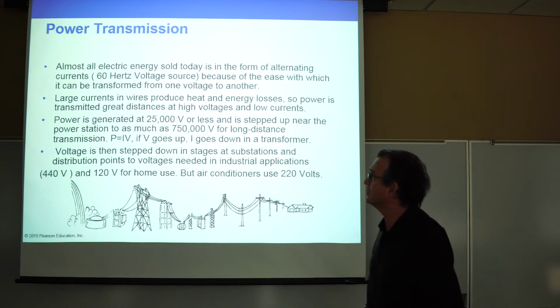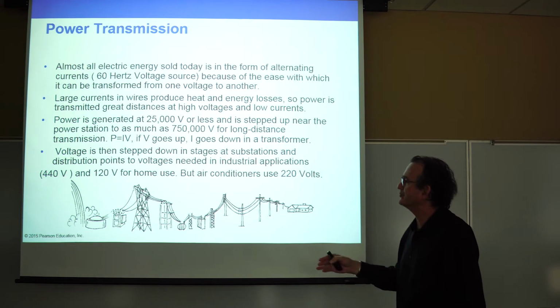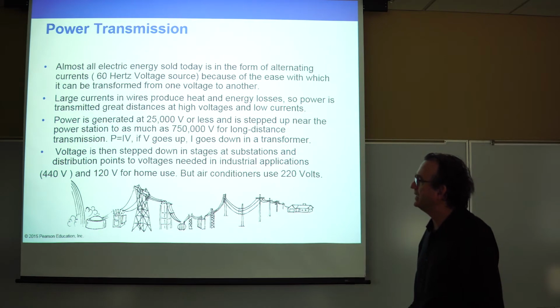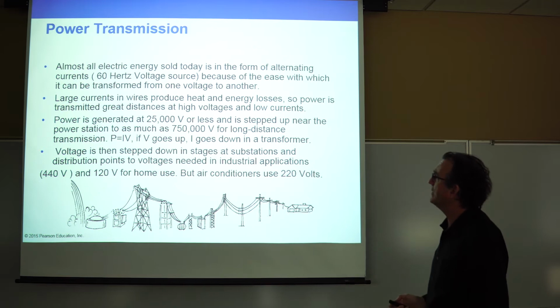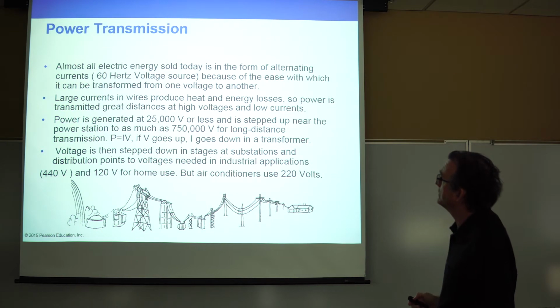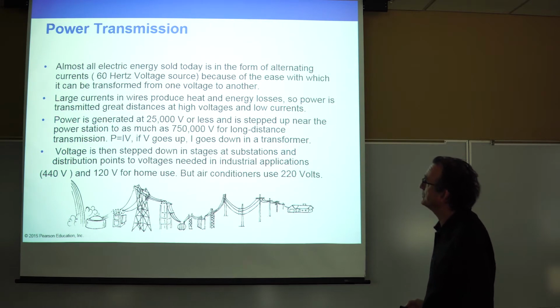In this lecture, we're going to talk about power transmission and how we get electricity, which by that we mean a voltage source, from one location to another. Now, almost all the electrical energy sold today is in the form of AC because of the ease with which it can be transformed from one voltage to another.